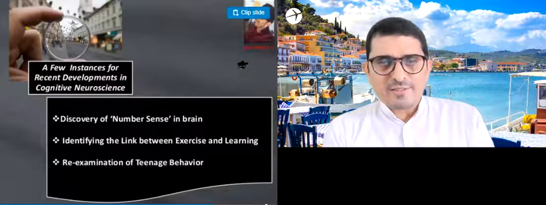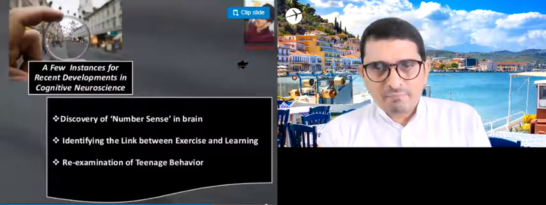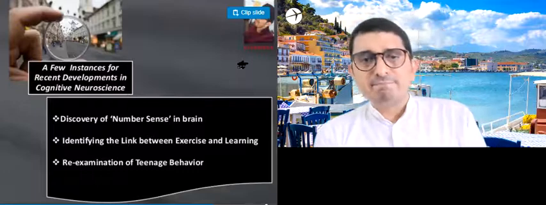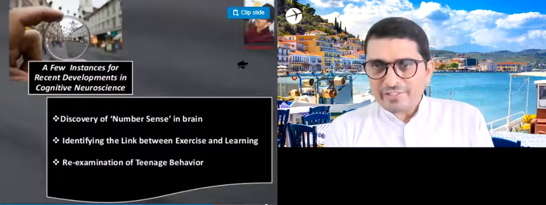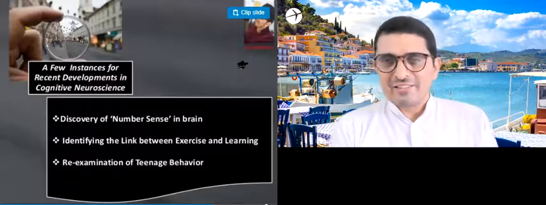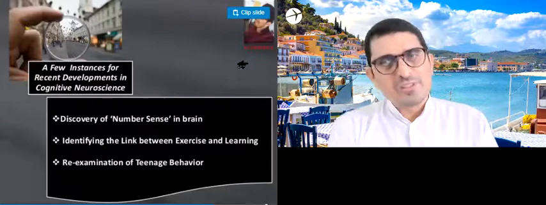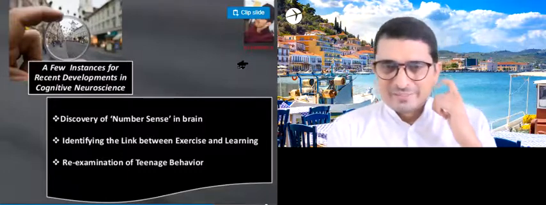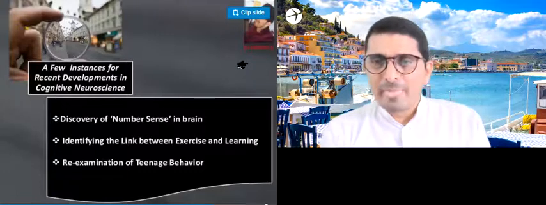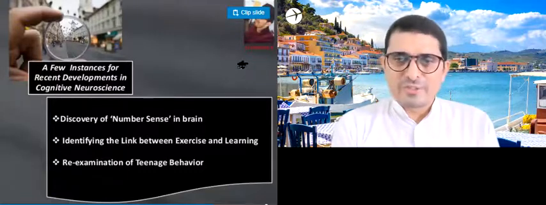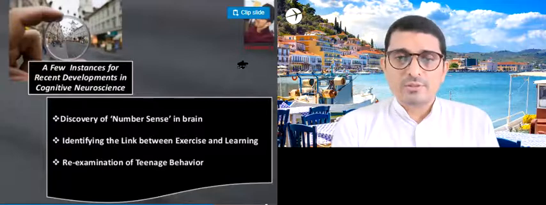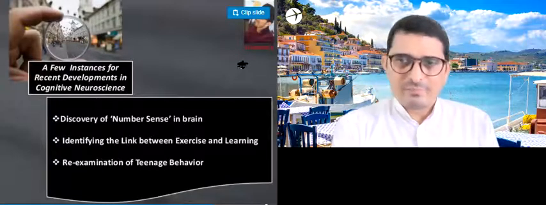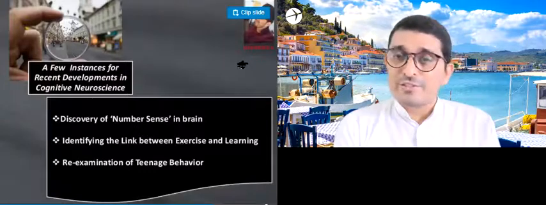Then there is a discovery that there is some link between exercise and learning. If you give more exercise to your brain, not for your physical body, but just as you are giving exercise for your physical body, if you are giving more systematic exercise, or creating some exercise pattern for the brain, then maybe you are able to make your students learn more and more.